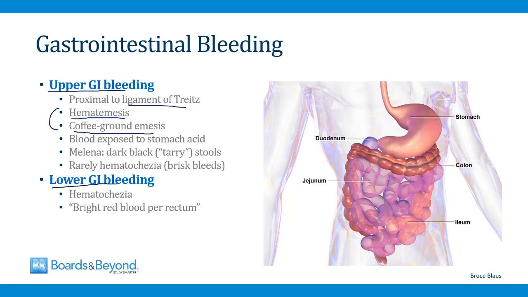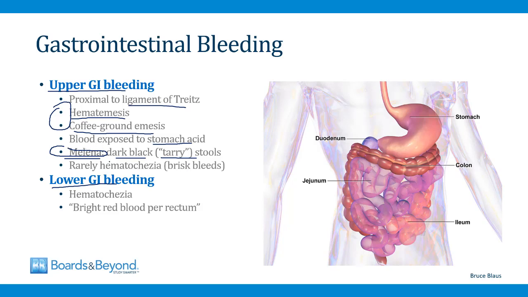In addition to these findings, patients with an upper GI source of bleeding have blood that can be exposed to stomach acid, and when this happens, the patient can develop melena. Melena refers to dark black, sometimes referred to as tarry black stools. And this is usually a sign of upper GI bleeding from blood being exposed to stomach acid.